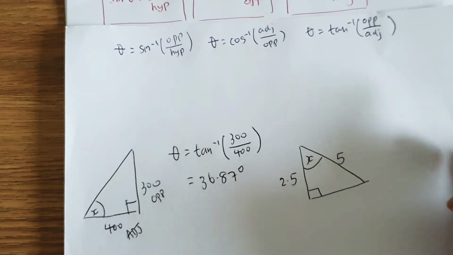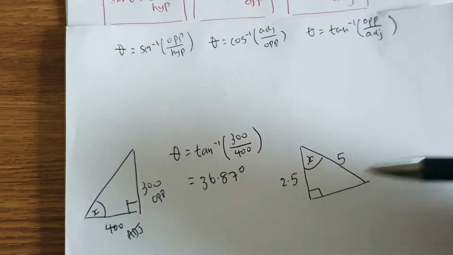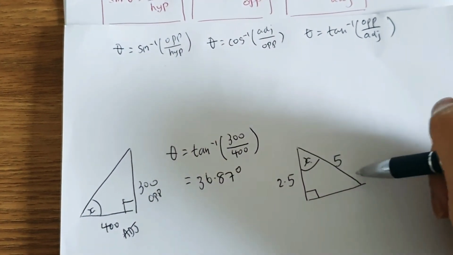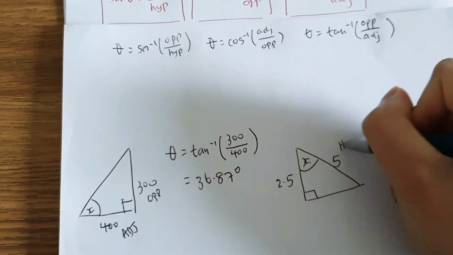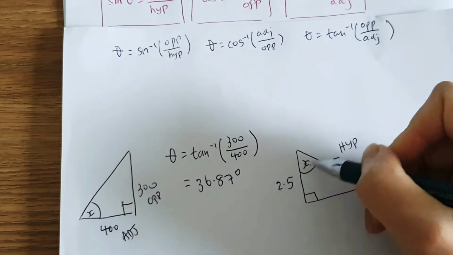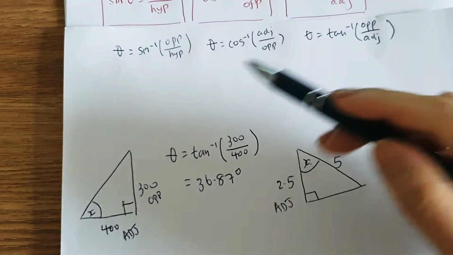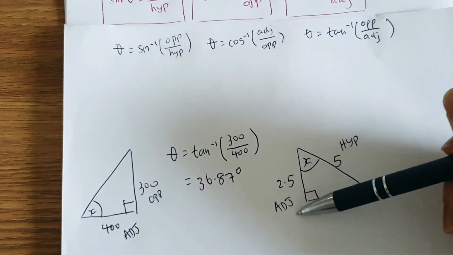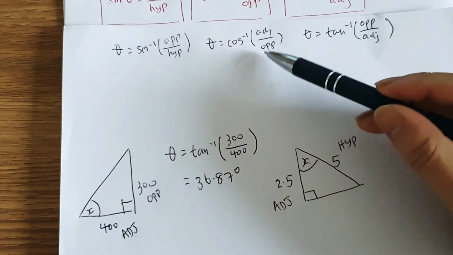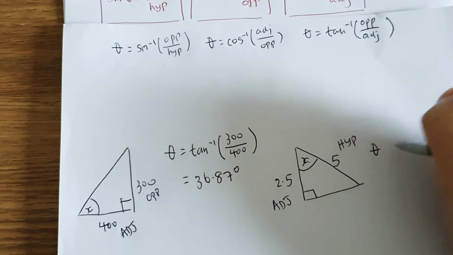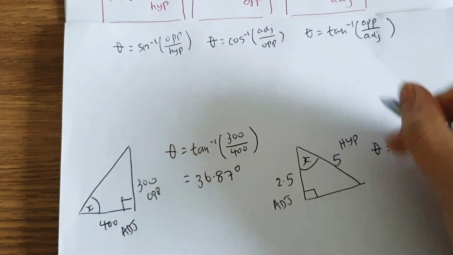Let's do another one here. Once again, we're going to establish what we have. I've got an angle here. This side is always going to be called the hypotenuse because it's opposite the right angle, and here is the adjacent. The only ratio that has hypotenuse and adjacent would be the cosine, this one over here. So all I'm going to do is copy that down and replace everything I know in it.